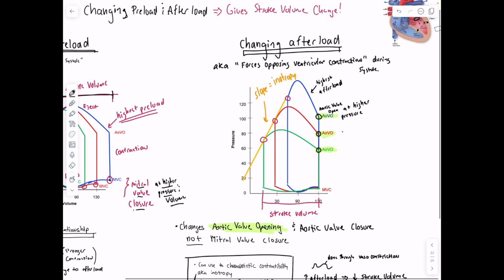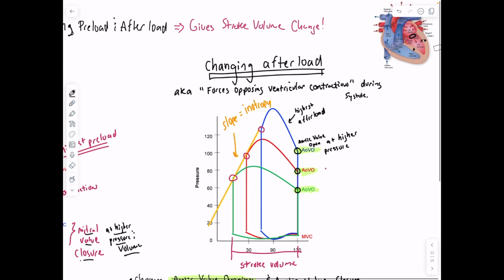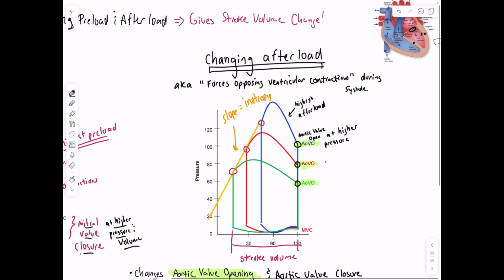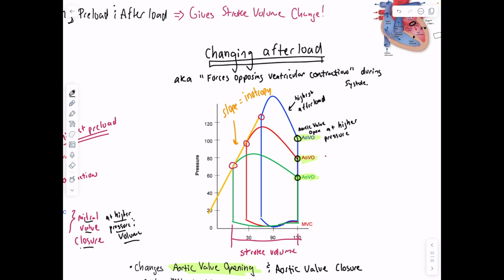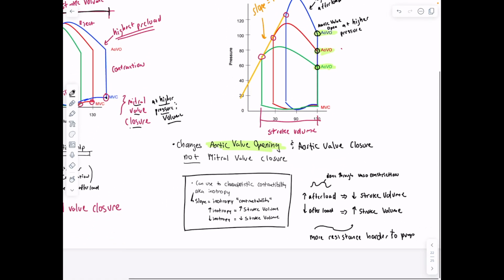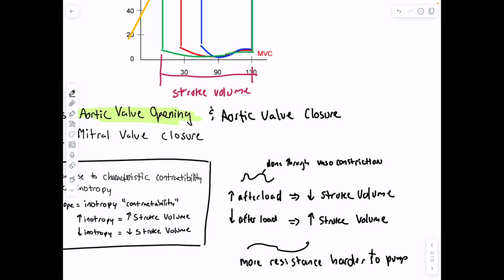All right, what if you were to change afterload? So the forces opposing contraction during systole. We said that this could be the pressure inside of the chamber, but it can also be any sort of resistance in the vessels outside of the heart. And so if you have more resistance, more afterload, then the idea is that it's going to have the opposite effect of increasing preload. If you have more afterload, it's harder to pump out blood, so you're going to have less stroke volume. If you have less afterload, you're going to have a greater stroke volume.